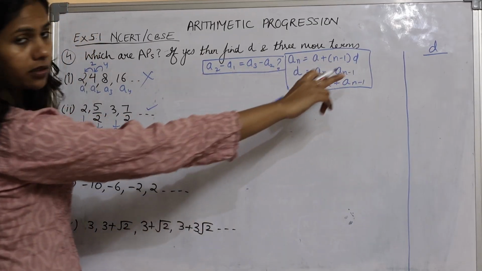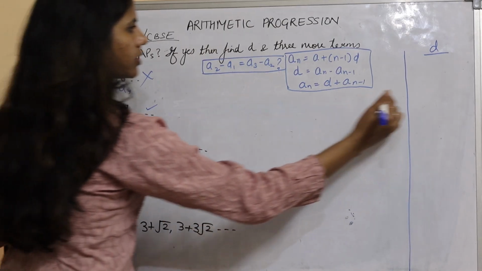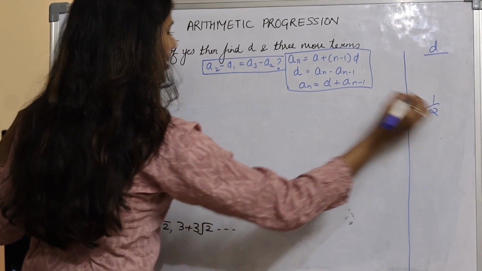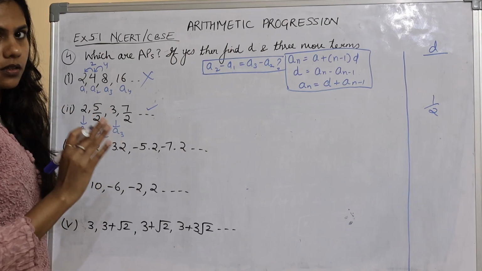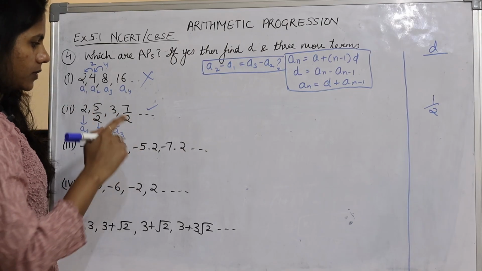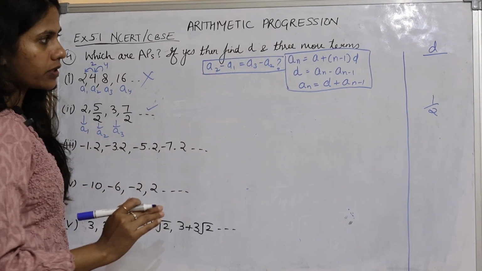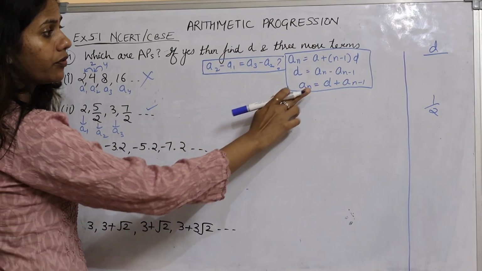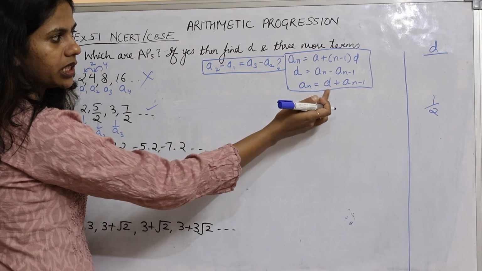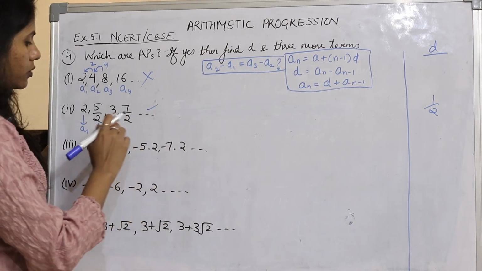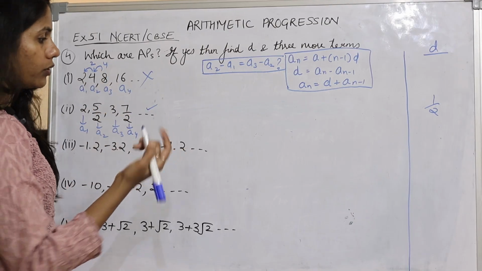So I am writing the corresponding D there. First one was not an AP, so I'll write for this one. So D is 1 by 2 here. Now to find the next term, you can find this in two ways. One is an equals a plus n minus 1 d. Other way is, if you know the d, to find the nth term, d plus the previous term. So this is a3, a4.